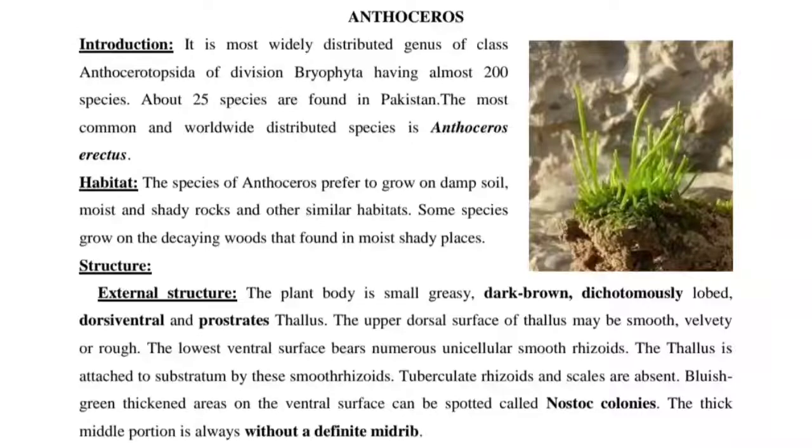Structure. External structure. The plant body is a small, greasy, dark brown, dichotomously lobed, dorsiventral and prostrate thallus. The upper dorsal surface of the thallus may be smooth, velvety or rough. The lower ventral surface bears numerous unicellular smooth rhizoids. The thallus is attached to the substratum by these smooth rhizoids. Tuberculate rhizoids and scales are absent. Bluish-green thickened areas on the ventral surface, called nostoc colonies, can be spotted. The thick middle portion is always without a definite midrib.